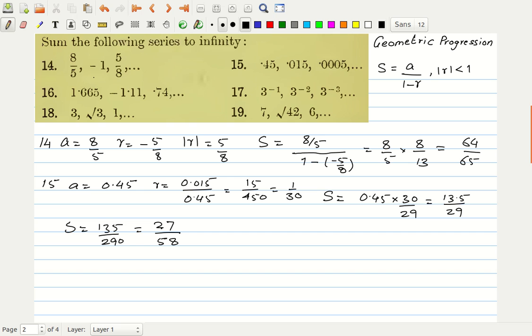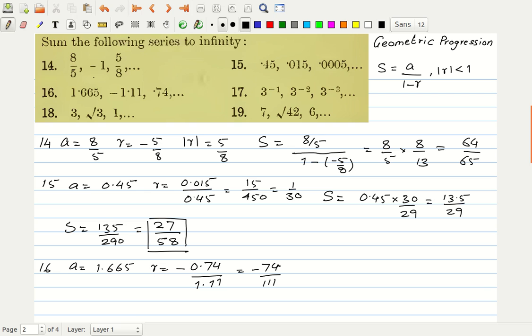Yeah. So this is 27 by 58. Problem number 16 is, we have A is equal to 1.665. Common ratio is, let me divide the third term by the second term. So this becomes negative 0.74 divided by 1.11, or negative 74 by 111.